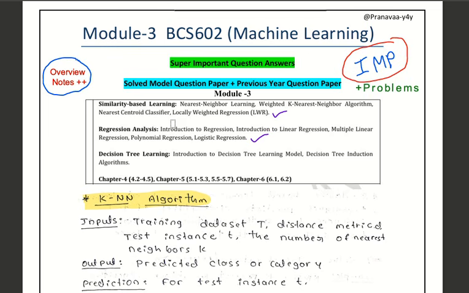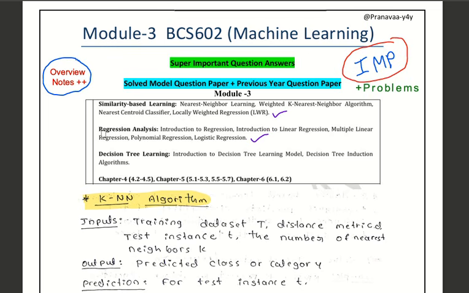In this Module 3, there are 3 chapters: similarity based learning, regression analysis, and decision tree learning. In similarity based learning, we can see the numerical problems: k nearest neighbor learning, weighted k nearest neighbor algorithm, nearest centroid classifier, and locally weighted regression. These 4 parts have numerical problems in the first chapter.